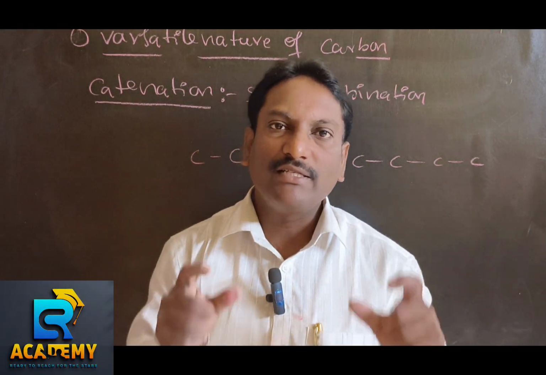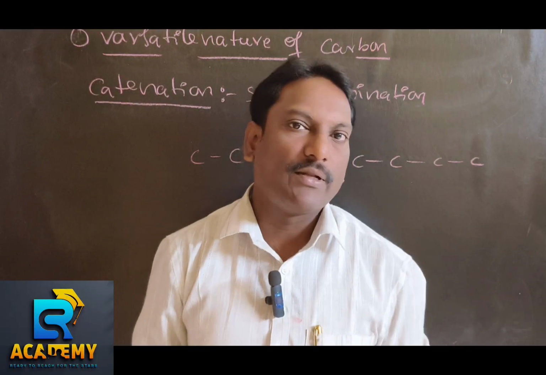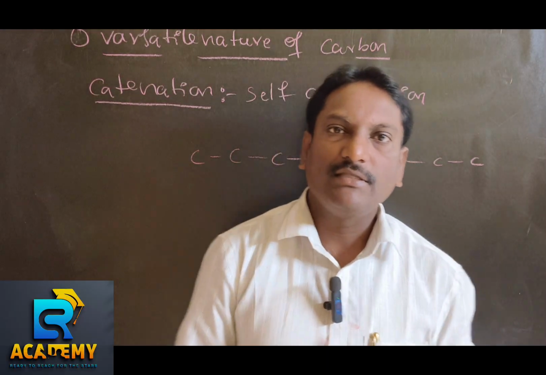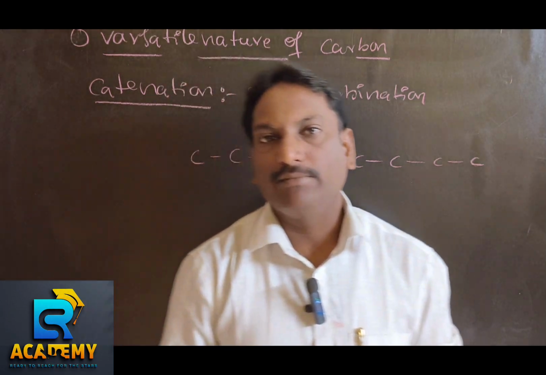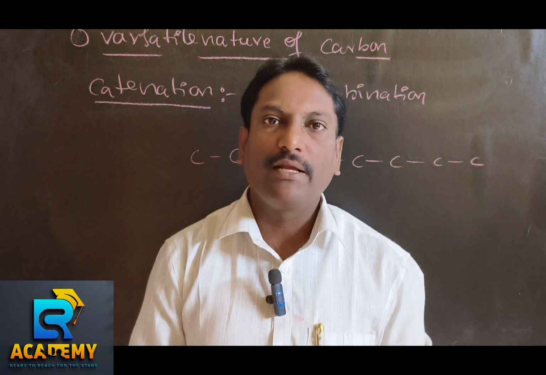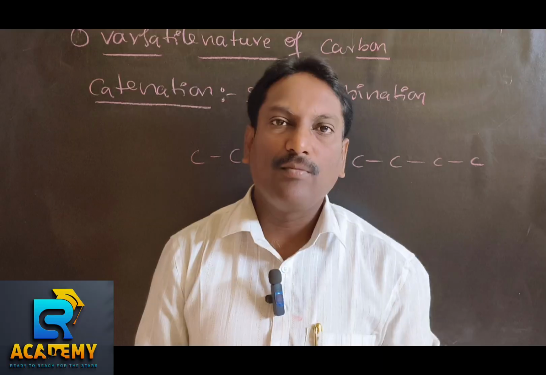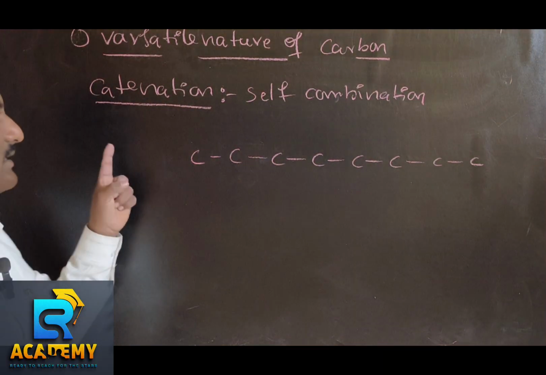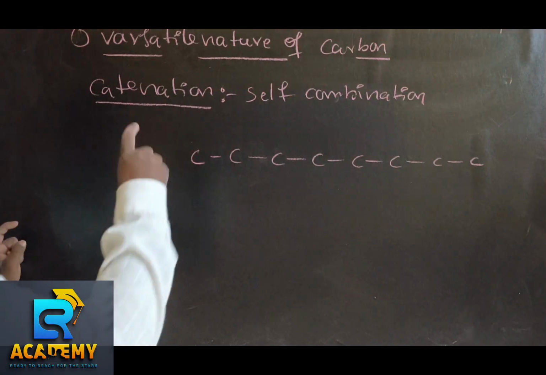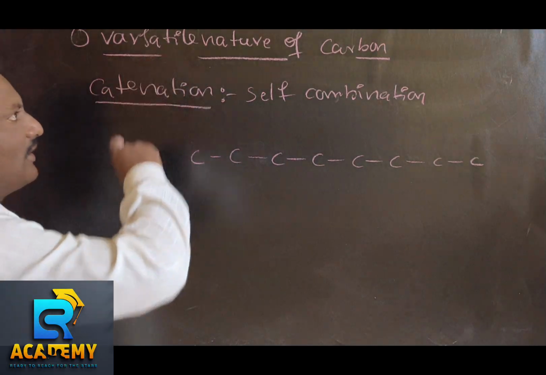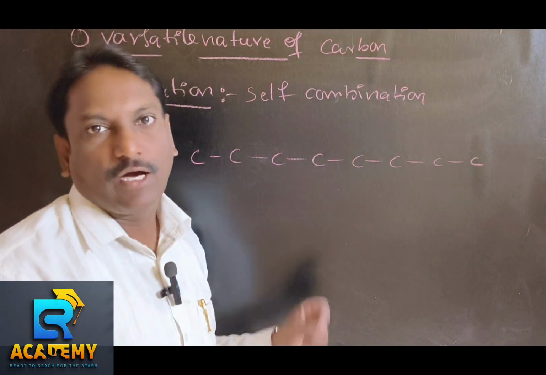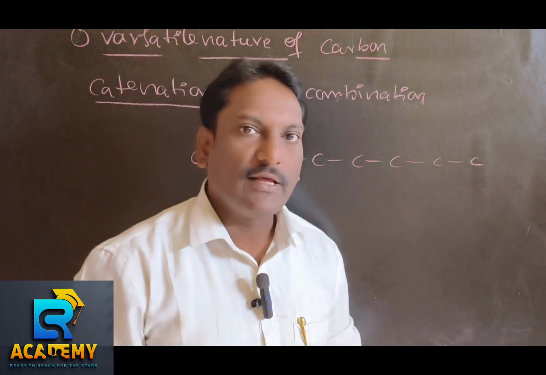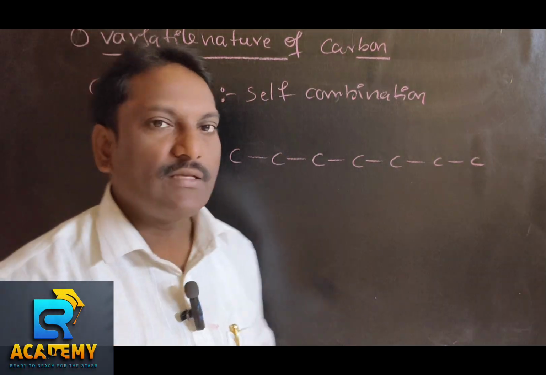So nowadays millions of carbon compounds are available. The reason is the versatile nature. Versatile means unique properties. Carbon has 2 unique properties: one is tetravalent nature, the second is the catenation property. Due to these 2 properties, millions of carbon compounds are available in nature. These 2 properties are collectively called the versatile nature of carbon.